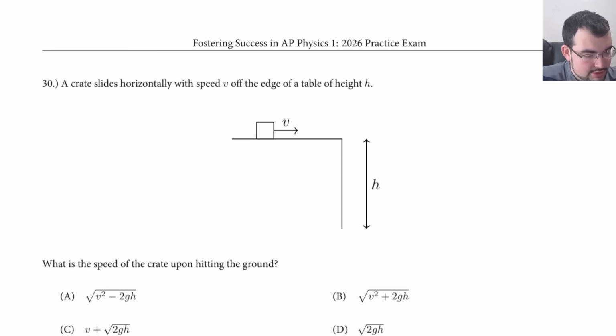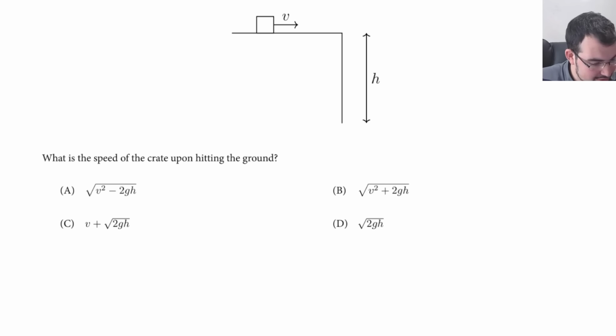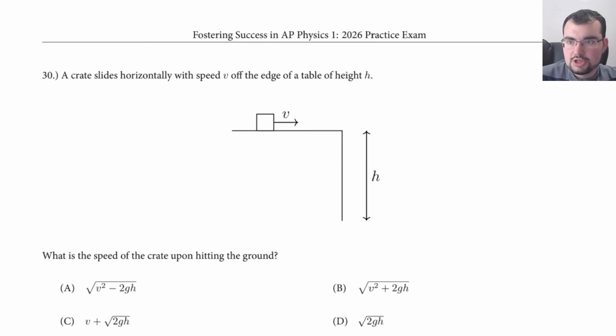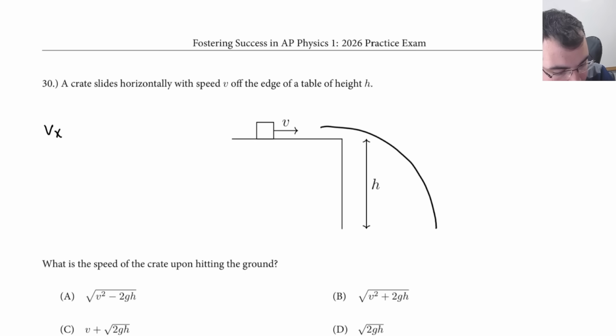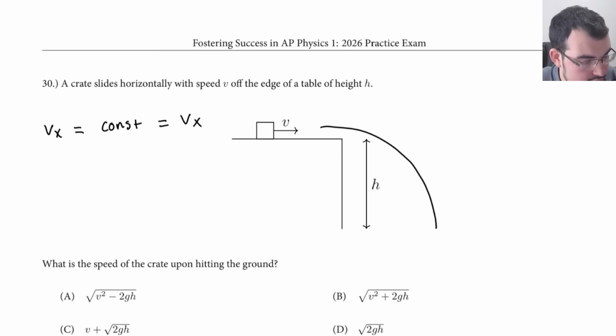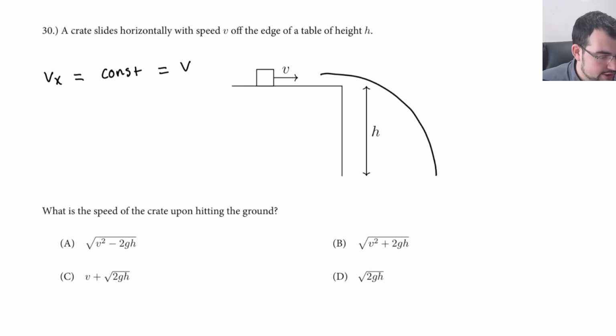A crate slides horizontally with speed v off the edge of a table. What is the speed of the crate upon hitting the ground? So this is projectile motion, except it is a horizontal projectile. What we know about projectiles is that Vx is going to be constant. So our x velocity doesn't change.